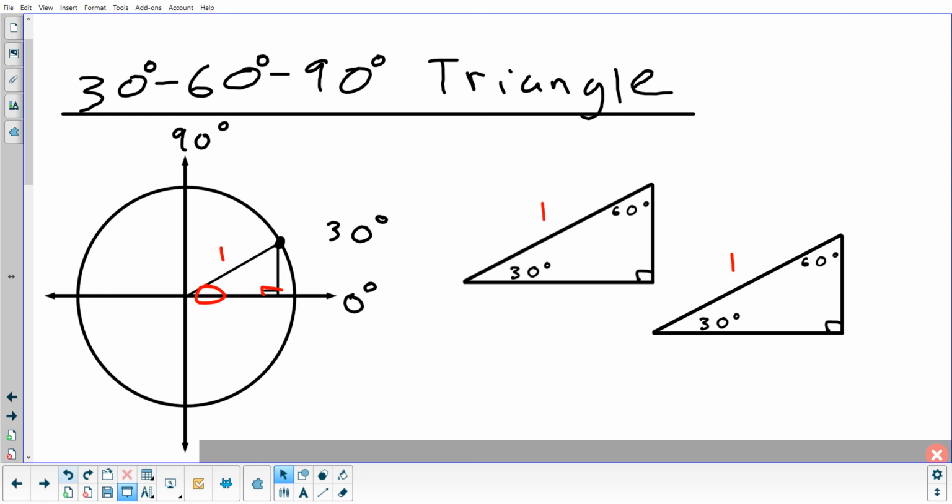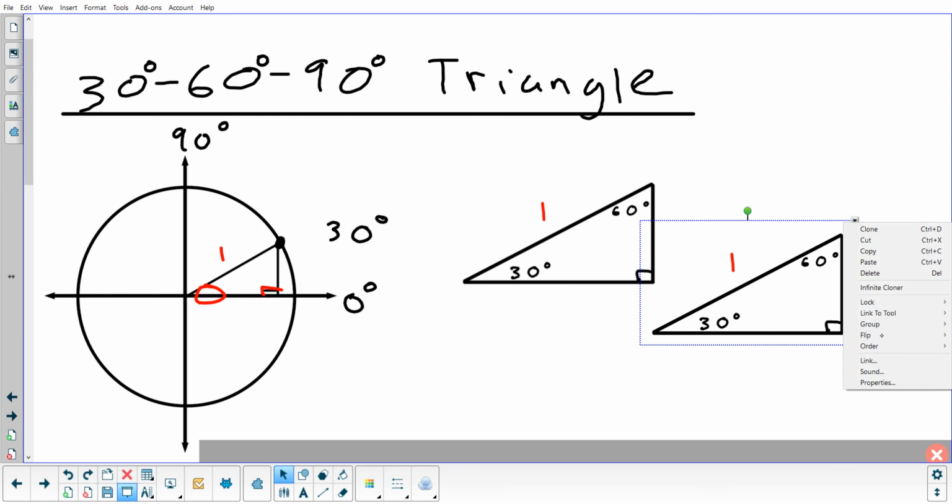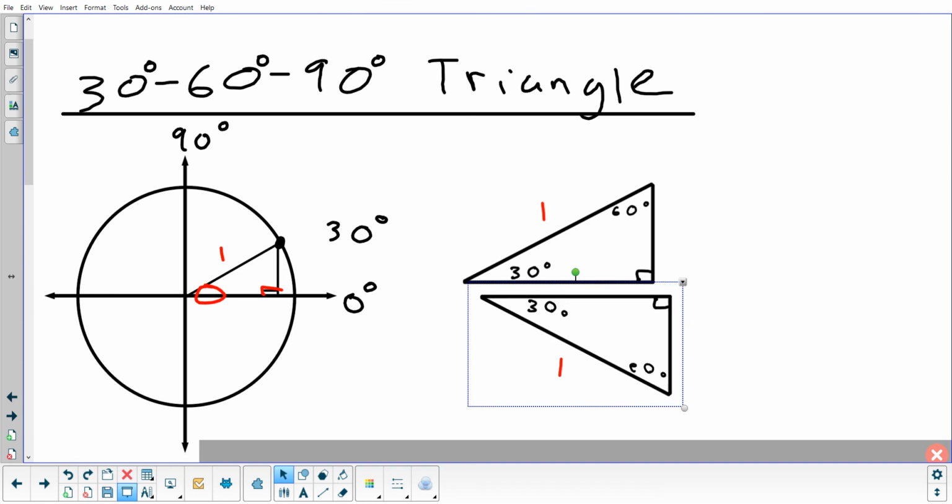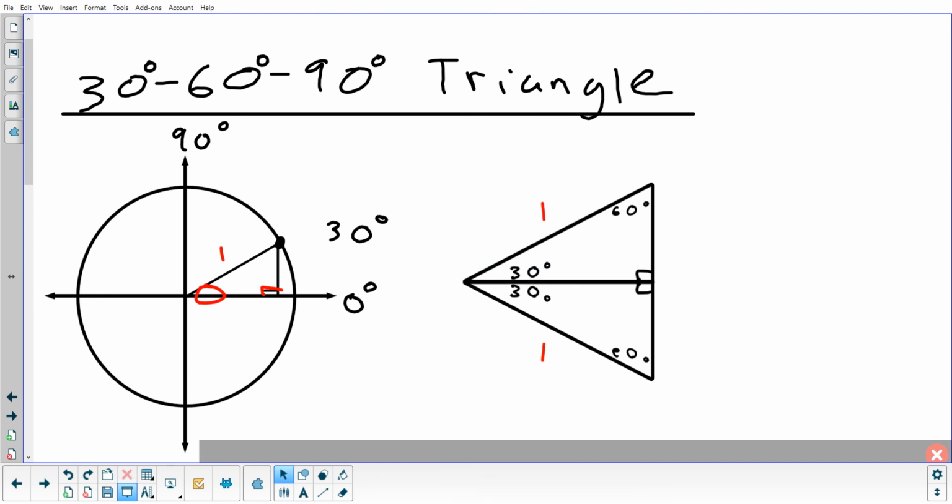Yeah? Could you mirror it and make a bigger triangle? Okay, we can make a bigger triangle. There's a couple ways we can do it. Which way do you want to flip it? Up, down, or left, right? Like completely flip it around so the 90 degrees will be touching and the 30 degrees will be touching. Okay, yeah, that's the way we want to flip it. So that's a vertical flip. We're going to put that right there.